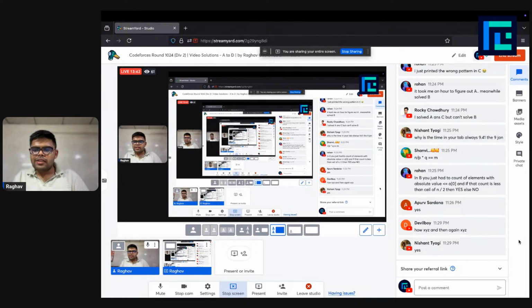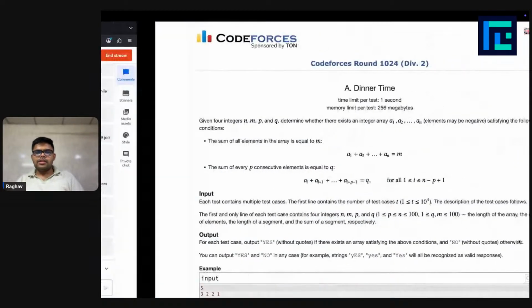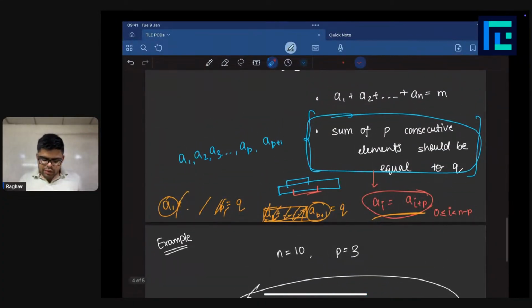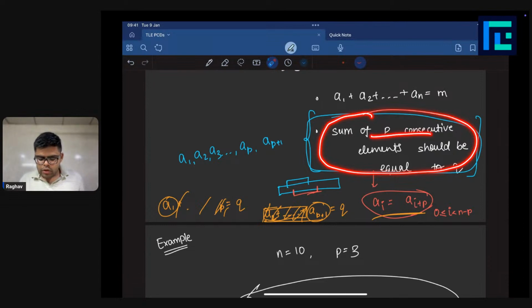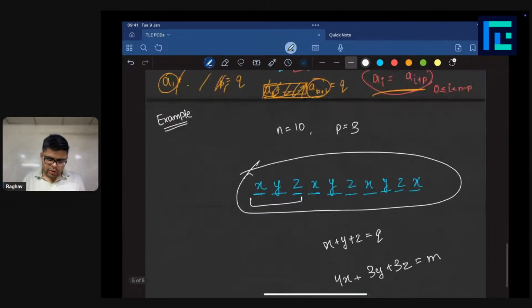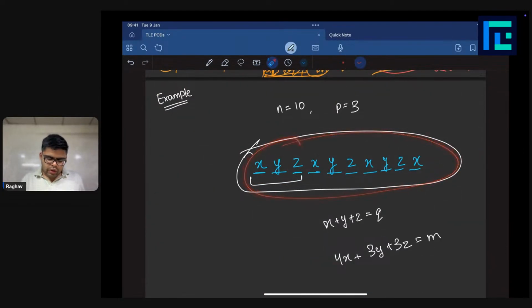Oh, XYZ, then XYZ again. Okay, you did not understand this. Let me tell you again. What I discussed earlier was, since we have a condition that the sum of any p consecutive elements should always be equal to q, it meant that if you have an array, the sum of the first three elements and the next three elements must be equal to q. Here, the sum of these three should be equal to q, and the sum of these three should also be equal to q.